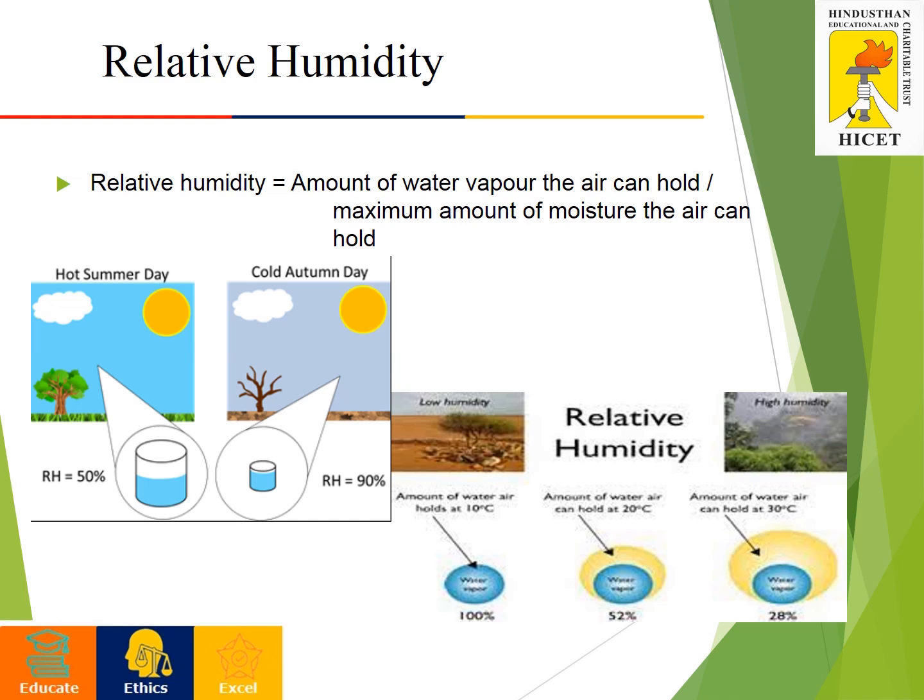Then humidity. The amount of water vapor or moisture can be specified in different ways. We can specify the moisture content in two different ways: one is relative humidity and the other one is specific humidity. Specific humidity and relative humidity both will affect the comfort conditions of the human body.